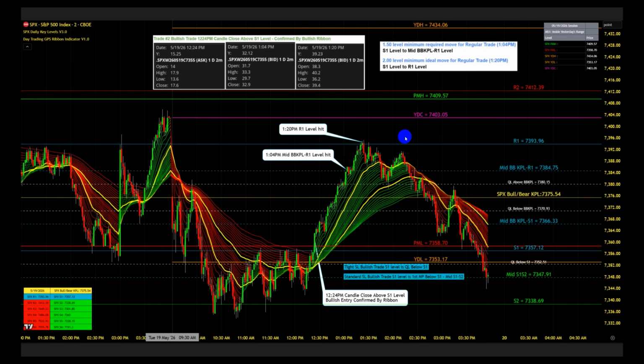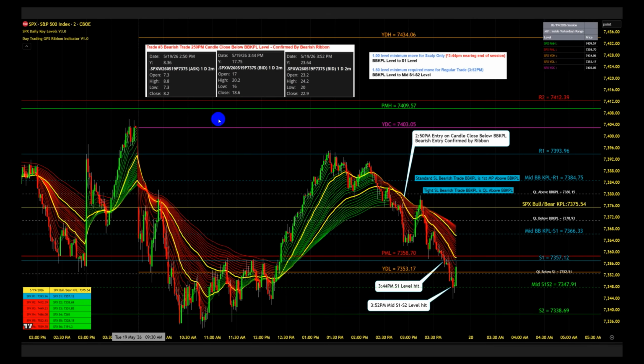Now we'll move on to trade number 3. Okay, so now we'll look at trade number 3. Trade number 3 is a bearish trade, which occurs on the 2:50 p.m. candle close below the BB-KPL level and is also confirmed by the bearish ribbon. 2:50 p.m. entry on candle close below BB-KPL, which occurs here. As you can see on this candle here, we have an all red ribbon and we have a close below the bull bear key price level.